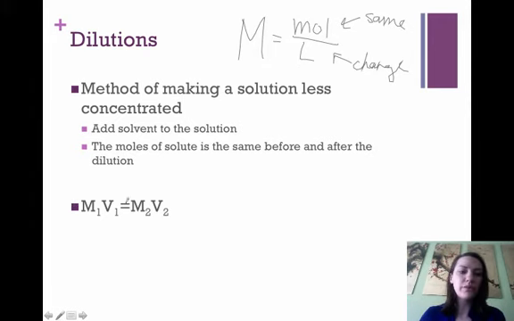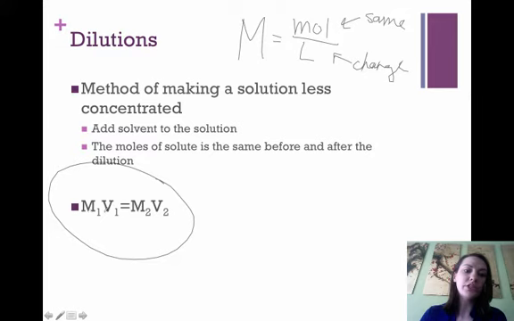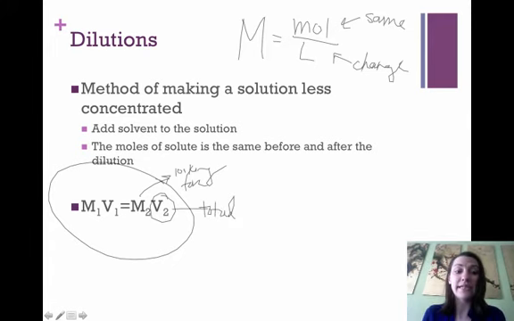So we can actually do calculations with this using this formula here. This is the molarity, the concentration of your first solution, times the total volume of your first solution, equals the molarity of your second solution, which is usually what you're looking for, times the total volume of your solution once it's diluted. Just pay attention to whether a question is asking how much water is added, or the new volume of the solution. You have to really pay attention to the way that questions are being asked here.